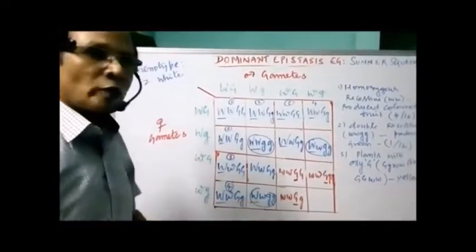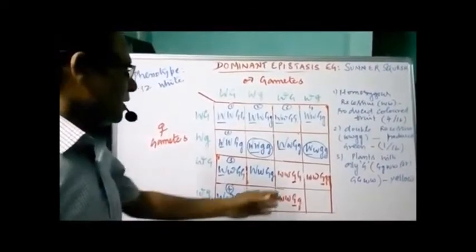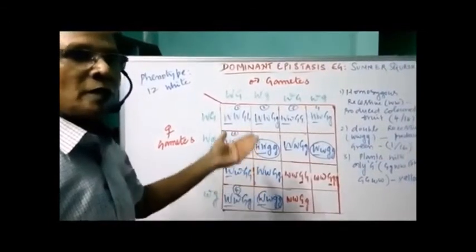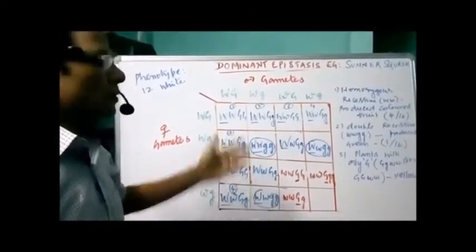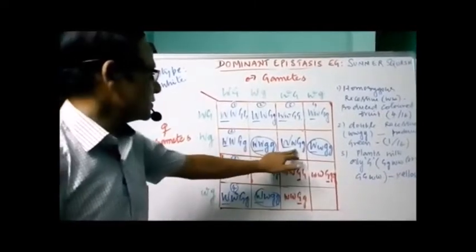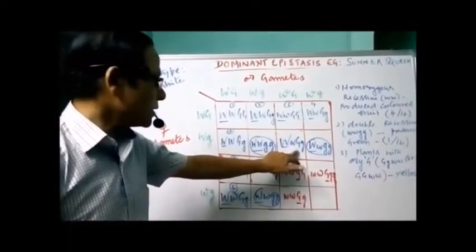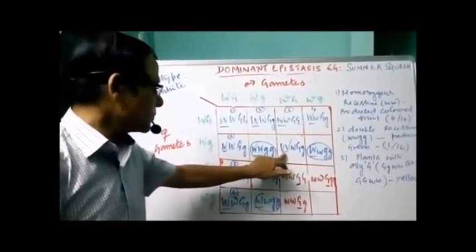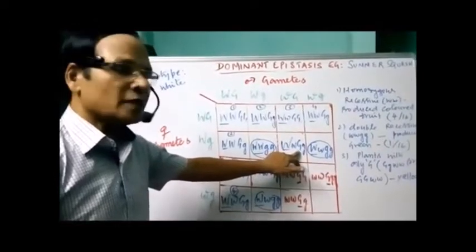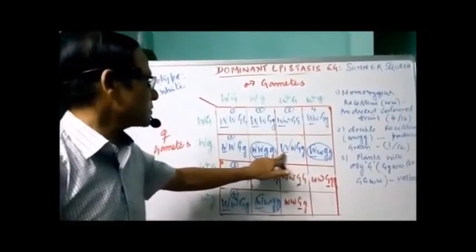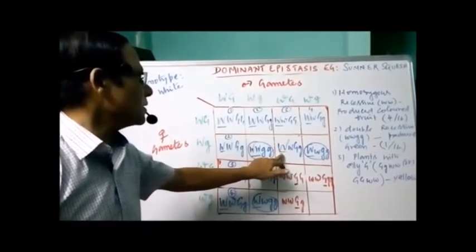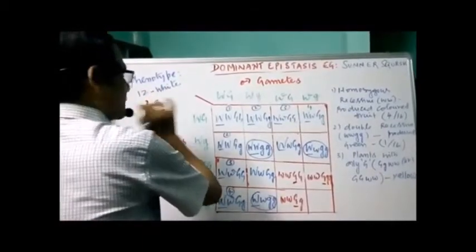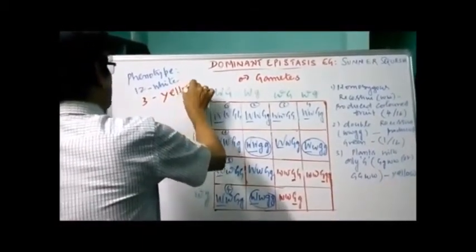Here there is no white color dominant allele. So the hypostatic gene, capital G, is expressed in the absence of the epistatic gene, W. When W is present, the expression of the yellow color is suppressed. Here one dominant gene W is there, so it is the epistatic gene. Now capital G is there, but its expression is suppressed because of the epistatic gene, dominant allele W. So we are getting the next phenotype, 3 yellow.